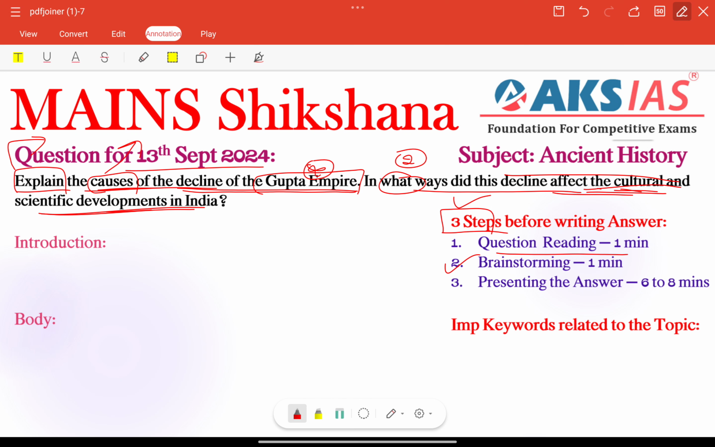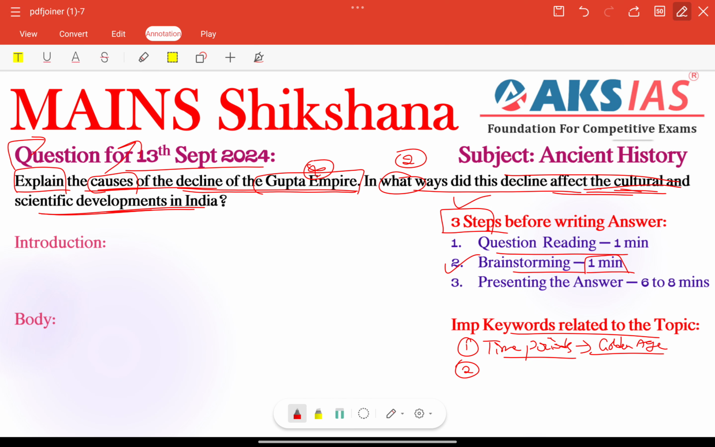So the next step is brainstorming. Within 1 minute we need to recall important aspects or keywords related to the topic. What are the important aspects related to this particular question topic? Importantly, we can include history, and we need to cover time periods. What is the time period of the Gupta era? Early 4th century to mid 6th century, right? We need to add that, and we can also call this time period the golden age of India.